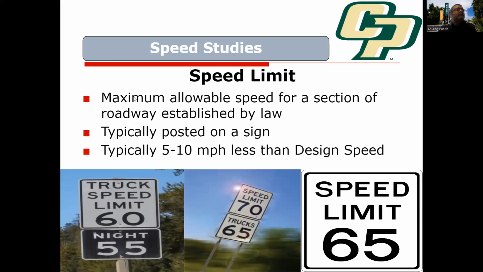Speed limit is typically set lower than the design speed. It is the maximum allowed speed for a section of roadway, established by law, something that we can enforce, typically posted by a sign, 5 to 10 miles per hour less than the design speed. So just make sure that you understand the difference between speed limit and the design speed. Those are sort of a little bit different things.